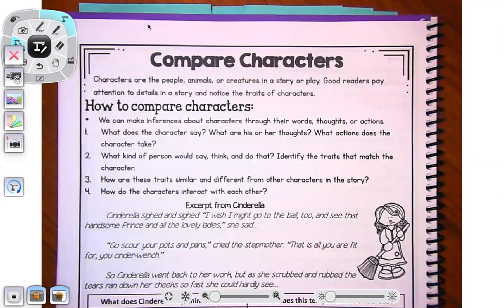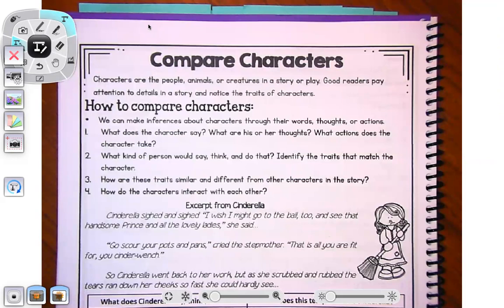So, how do we compare characters? We can make inferences about characters through their words, their thoughts, and their actions. We think to ourselves, what does the character say? What are his or her thoughts? What actions does the character take? What kind of person would think and do that? Identify the traits that make that character them.